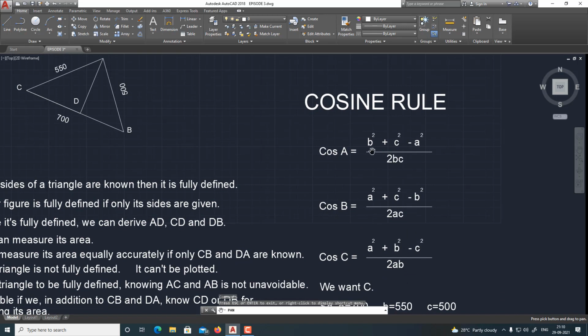And there are three sides a, b, c. A is here, so the remaining sides are b and c, and the product of b and c multiplied by 2 is the denominator. Here a and c are here, so 2ac is the denominator. Here a and b are here, so 2ab is the denominator.